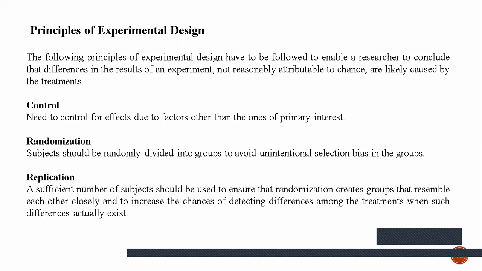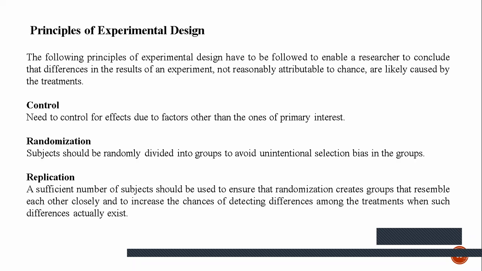The following principles of experimental design have to be followed to enable a researcher to conclude that differences in the results of an experiment not reasonably attributable to chance are likely caused by the treatments. There are three principles. One is the control experiment. The other one is randomization. The final one would be replication. For the control one, you know, right? A controlled experiment means we controlled one part; we control one and give everything to the others.